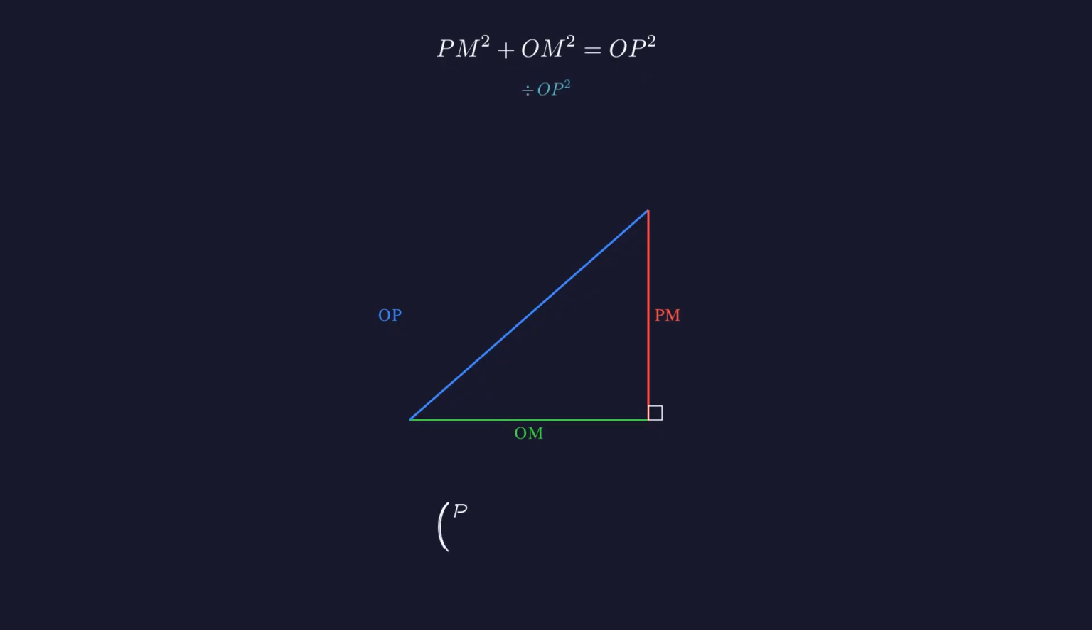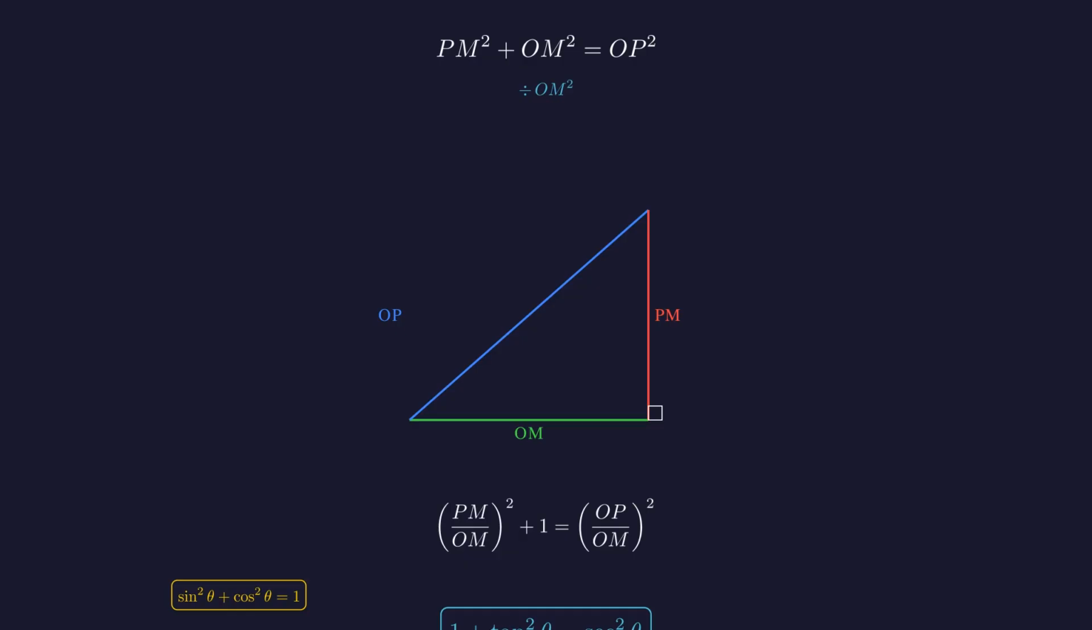Take the Pythagorean theorem. PM squared plus OM squared equals OP squared. Divide everything by OP squared. PM over OP is sine. OM over OP is cosine. So you get sine squared theta plus cosine squared theta equals 1. That's the first Pythagorean identity, the most important equation in trig.